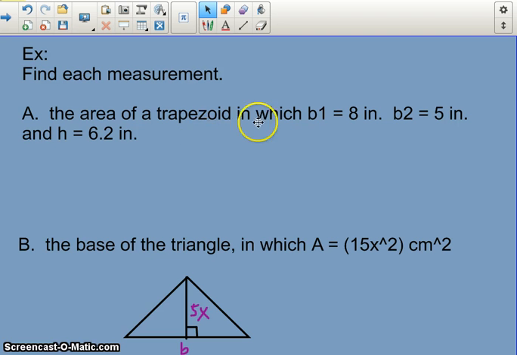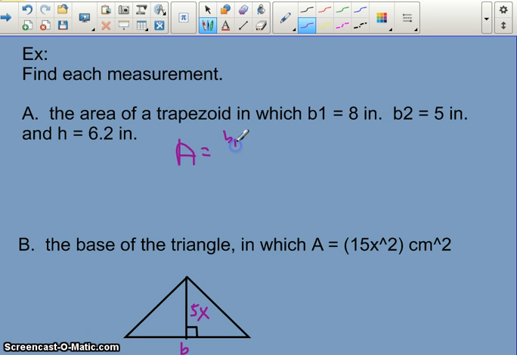Alright, find each measurement. Looks like we're given base 1, base 2, and the height, so this one should be a pretty easy one. All we have to do is plug it straight into the formula. So let's write the formula down real quick. B1 plus B2 times the height, all divided by 2.